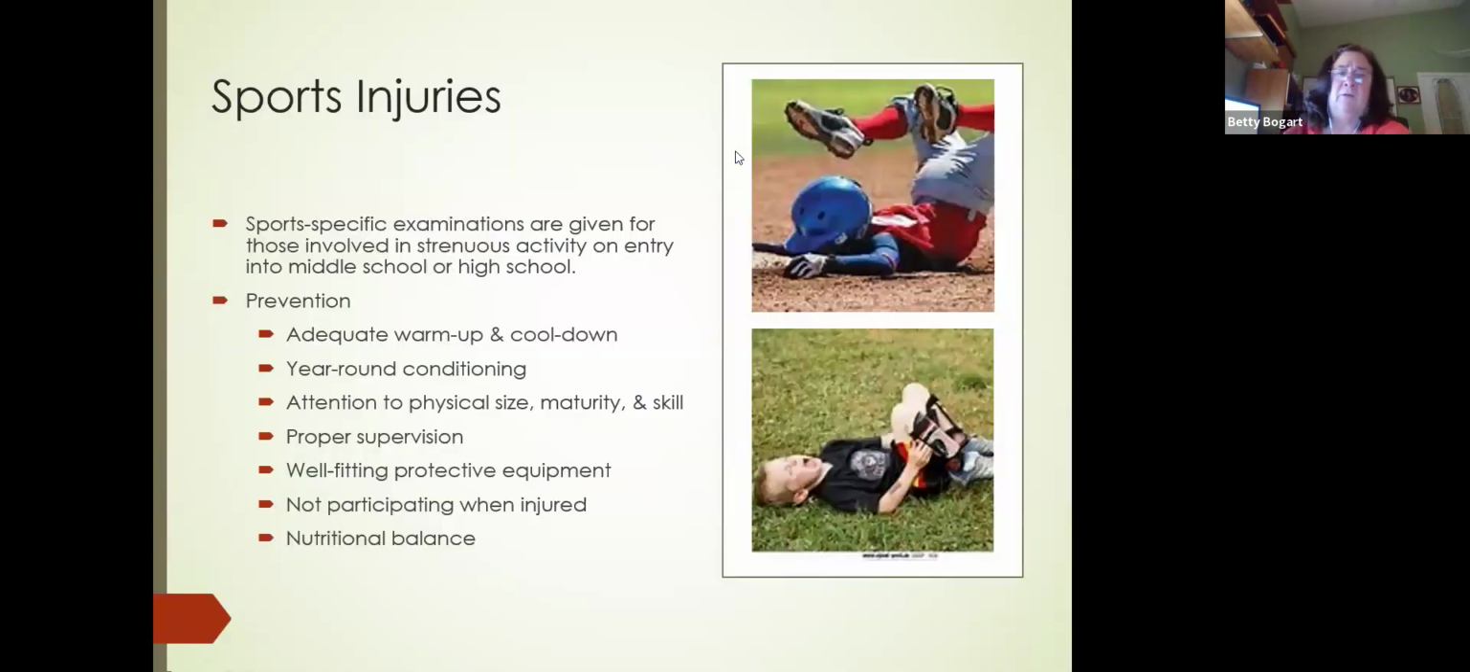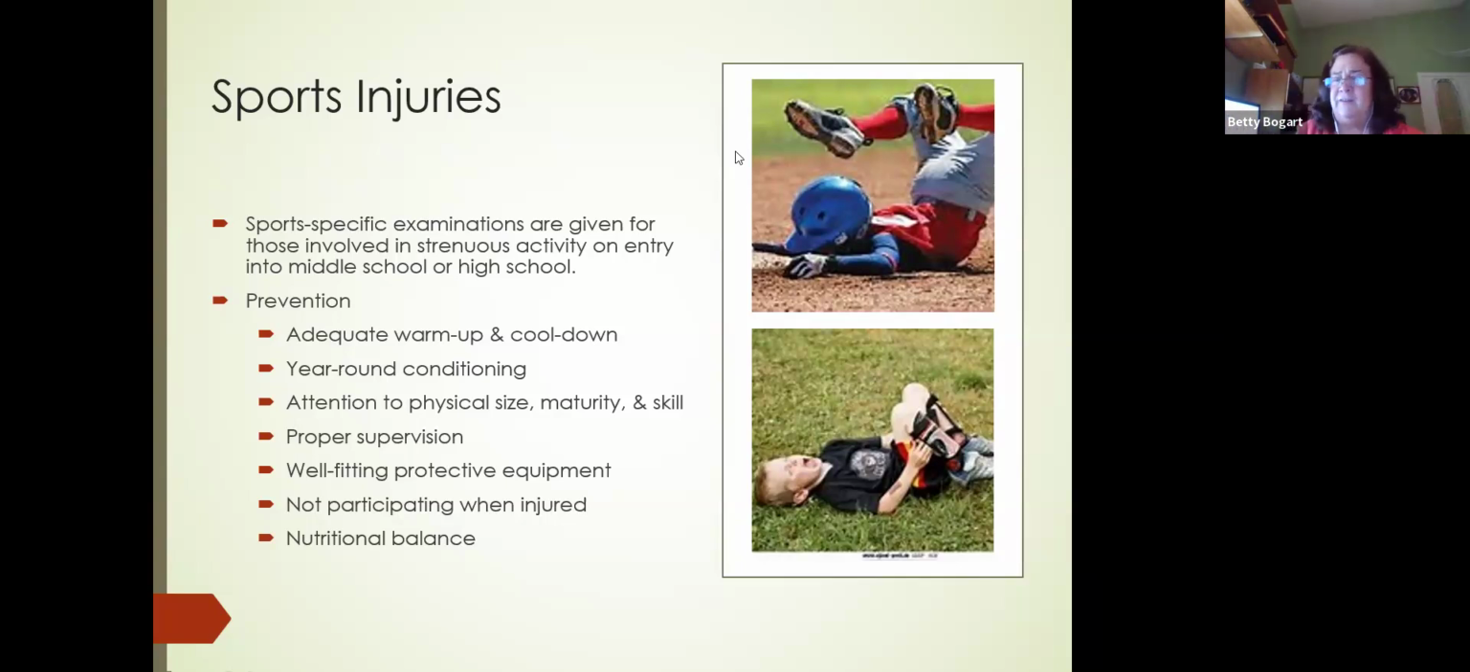Sports injuries: kids want to be good, they want to be the best, they get up and they go, right? Well, they don't always stretch and do what they're supposed to do. They just run out in the field, and that's when they get hurt. So, how to prevent it? Adequate warm up and cool down, making sure they just don't get up one day and decide to go run 30 miles, that they've been doing a little bit all the time.